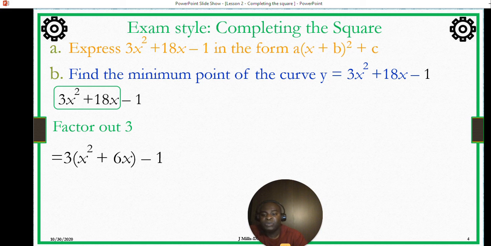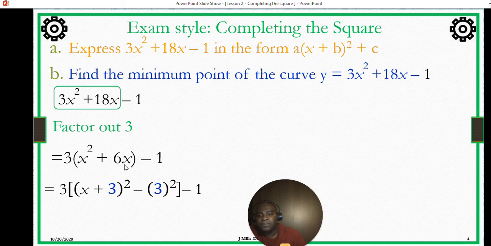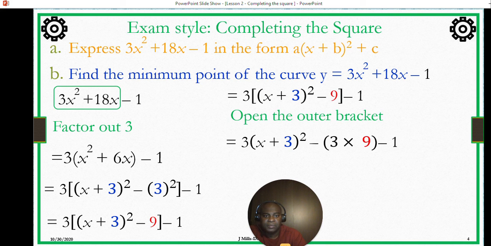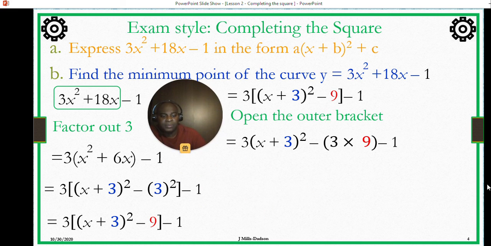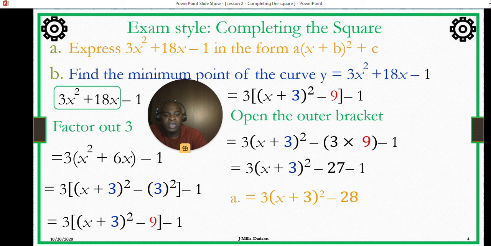We now complete the square, open a bigger bracket. 6 is our b, divided by 2 gives you 3. That's why you see the 3. Compute 3 squared. Now expand the bracket. Now all you need to do is compute this section. So let's do it step by step. 3 times 9 is 27. So we have negative 27 minus 1. That completes the square as 3 into bracket x plus 3 all squared minus 28.